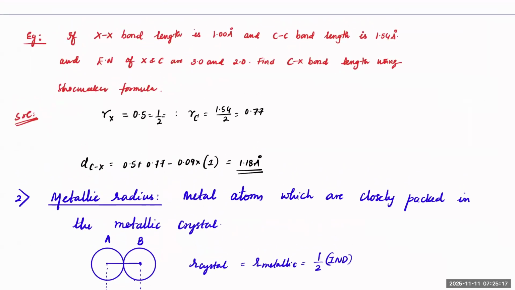So check it out. What will happen to the distance? Radius of x is given. Radius of c, correct, you can calculate that. Thereafter, distance between c and x will be equal to minus 0.5 plus 0.77 minus 0.09 into 1. Which is equal to 1.18.